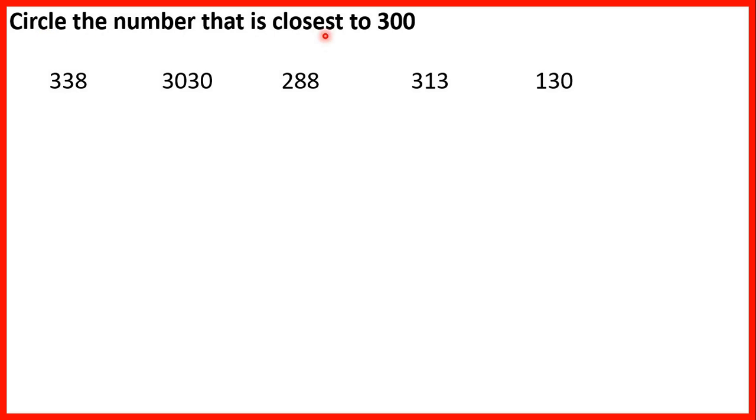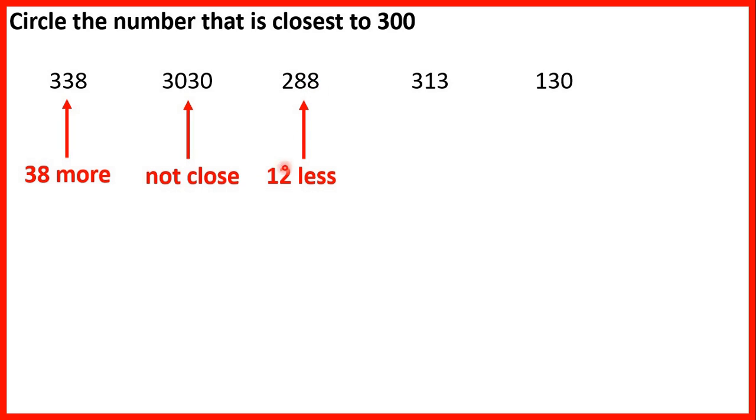Circle the number that is closest to 300. So 338 is 38 more than 300. 3030 is not close to 300. 288 is 12 less, because if we add 12 to 288, we'll get 300, because 88 and 12 make a number bond to 100. So that means the 2 in our hundreds becomes a 3.